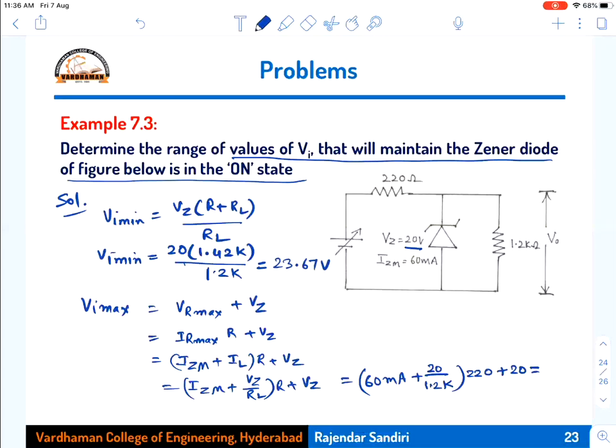Now what is this value? Tell me, Vi maximum. You can split and do it separately. I have just substituted everything in the series, in order. What will be the final answer of this Vi maximum? Tell the answer, type that in the chat box.